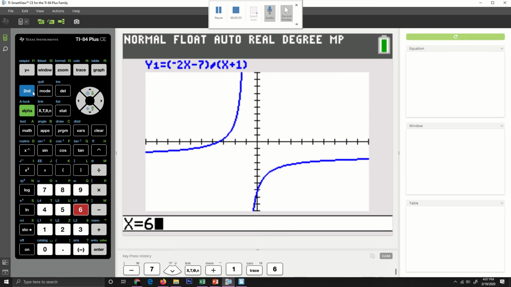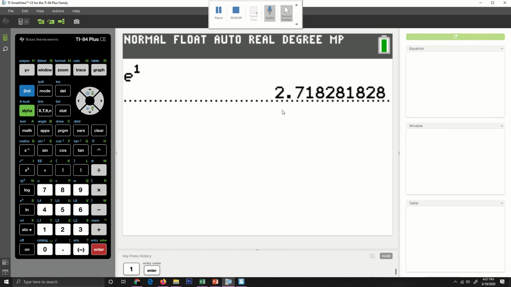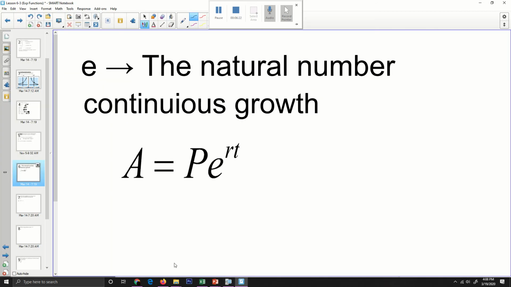If you look at your LN button, the second function is e to the x, and so if I go second and I go e to the x and I hit a 1 there, we can see that e is 2.71828. You should think of e is to exponential functions the same way that pi is to circles. And I'm never going to have you memorize it because you would never use e without a calculator, just because the results are going to be difficult to calculate.